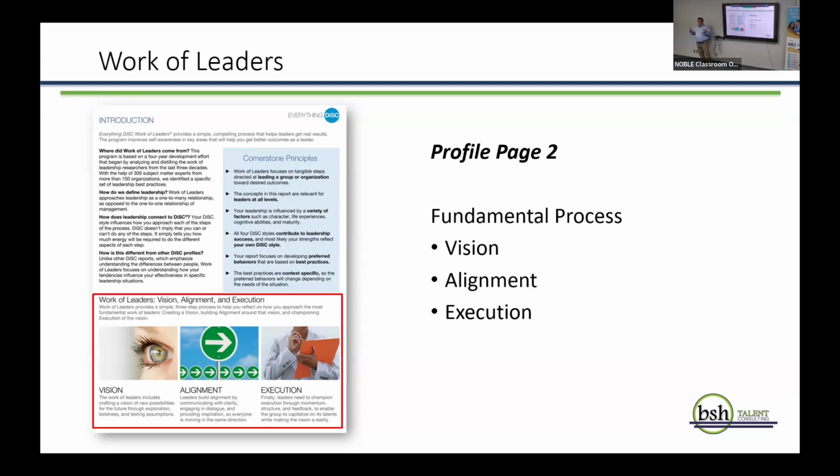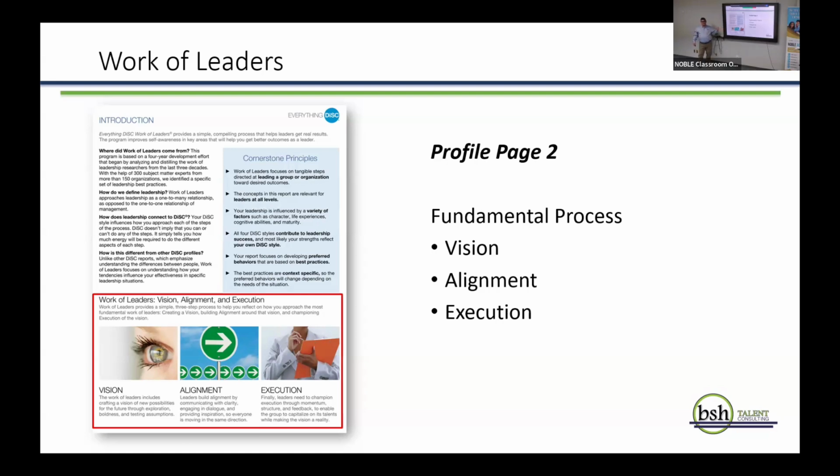And we can even get alignment from others, right? There might be people helping you out. There might be other people you interact with. So it's just getting aligned on that. And then execution, we have to make it happen. So what are the things, this report will talk about, what are the things that it takes to make it happen? And then how do we typically respond based off of our DiSC?